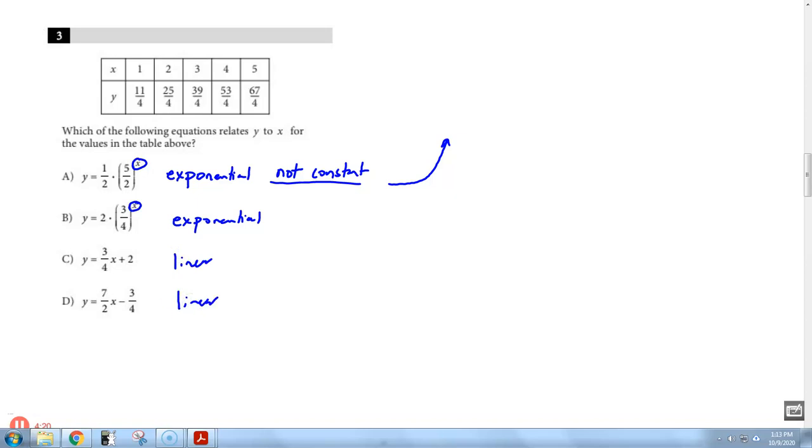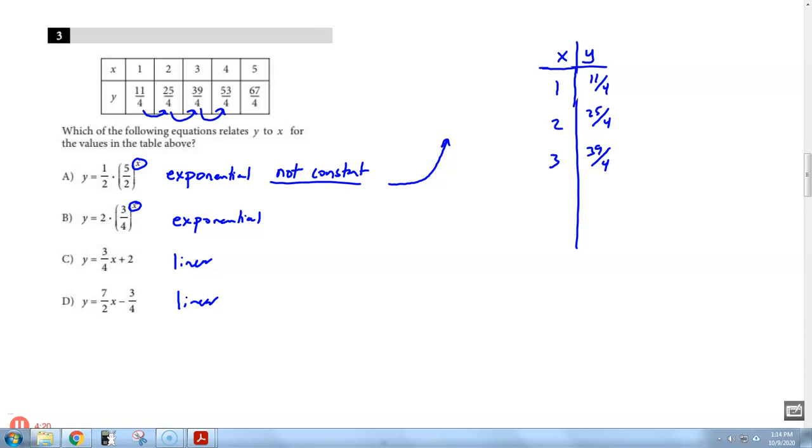So let me see what's happening on my table. My y values in my table, I've got to figure out, are they going up by the same amount? Looking at this, it does look like they're going up by the same amount. To find the amount, I always like to put my tables this way. I'm not going to copy down all of these, because that'd be a lot of writing. We don't want to waste too much of your time. So I'm going to put in the first few, 1, 2, 3, that should be enough to tell me. I have 11 quarters, 25 quarters, and 39 quarters.